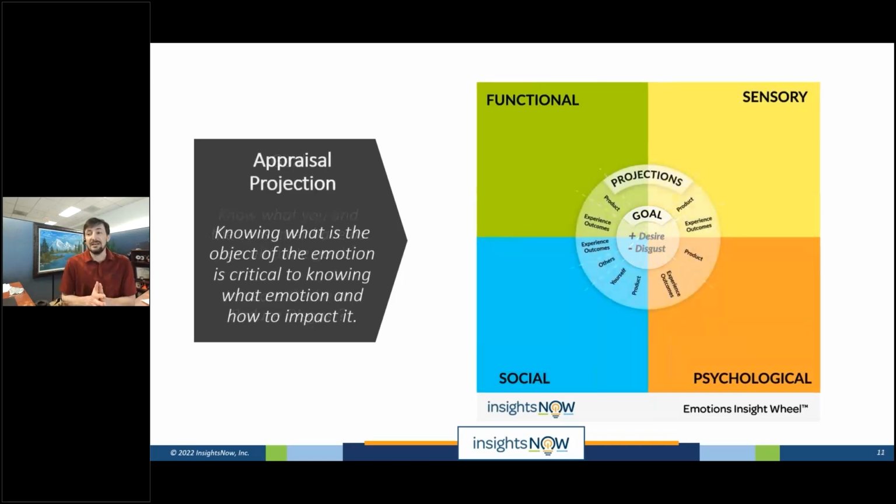All right. The next ring out is the projection. Remember, all emotions are always projected at something. And one of the things that's interesting is that if you overlay this with the four quadrants, you'll notice that in three of the four quadrants, you're projecting at the product itself or the outcome of the experience as a whole. So you're either focusing on product qualities or you're focusing on the overall experience.